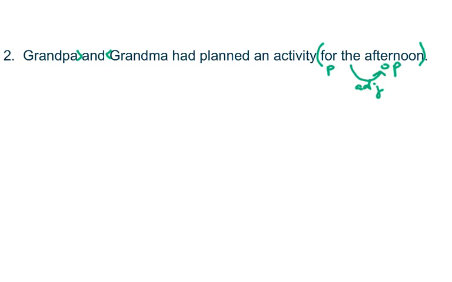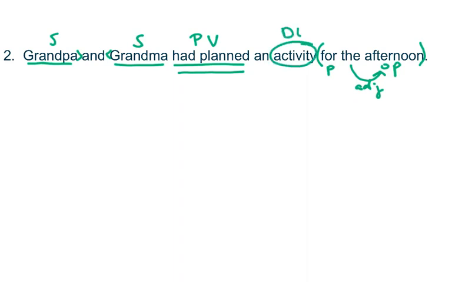What is the subject of our sentence? What is our sentence about? Well, it's about grandma and grandpa, grandpa and grandma. So we have a compound subject. What did grandpa and grandma do? They had planned. So, since this is an action verb, it is our predicate verb. What did they plan? Does this sentence answer that question? Yes, it does. They planned activity, direct object.